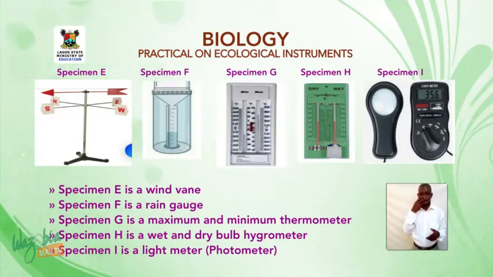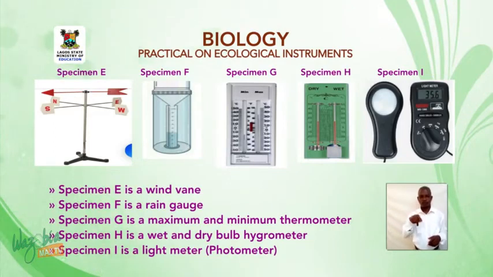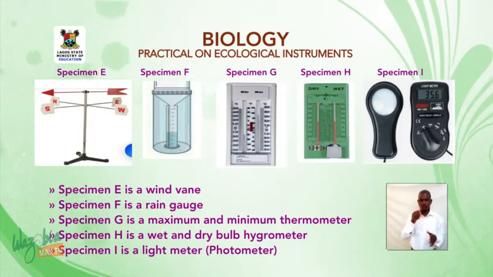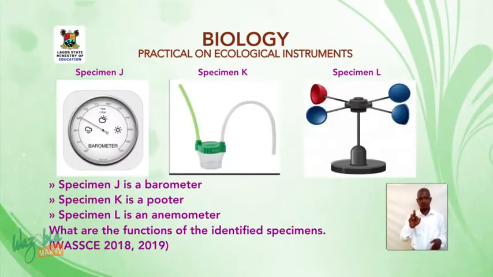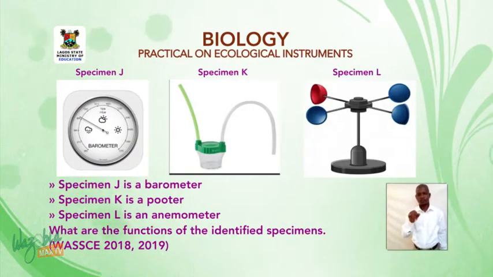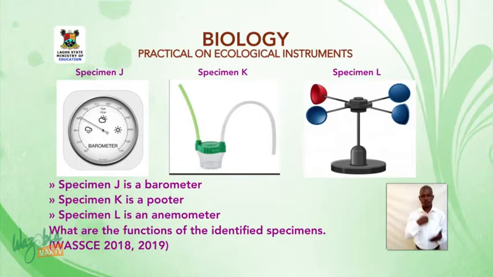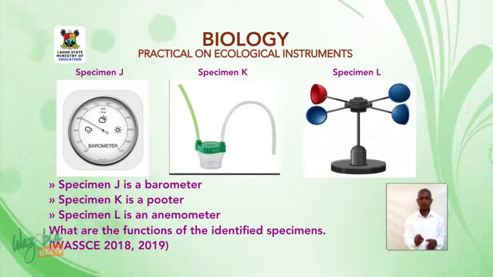Specimen H is a wet and dry bulb hygrometer. Specimen I is a light meter, photometer. Specimen J is a barometer. Specimen K is a putter. Specimen L is an anemometer. What are the functions of the identified specimen?